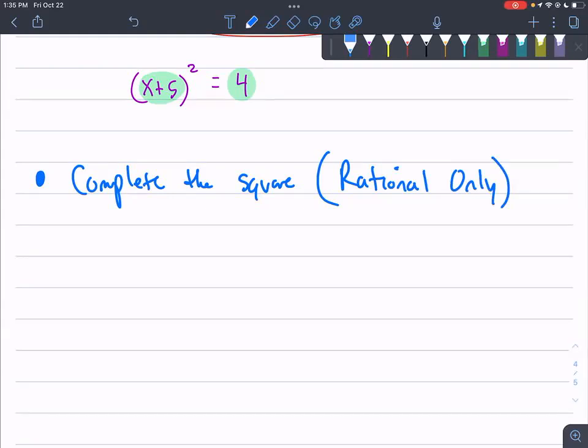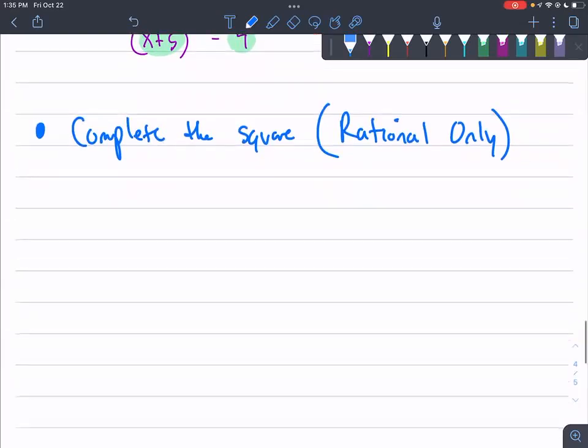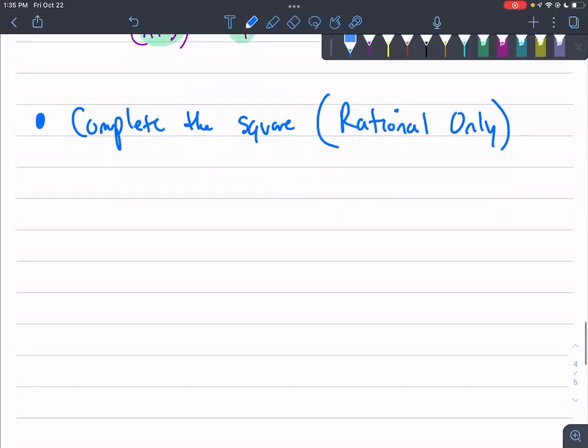Complete the square, rational only. The rational only means that we're going to end up with a whole number. We won't have an answer like 5.3782. There won't be any decimal parts of it. It'll just be a whole number. Okay, so I'm not going to say very much at the beginning because we've been through these steps a few times.